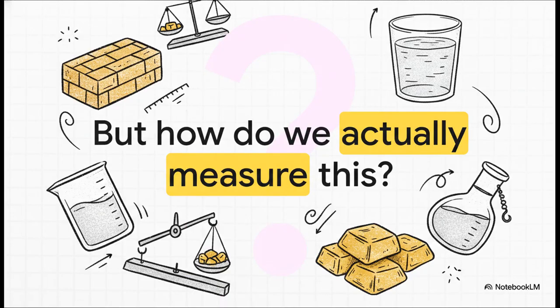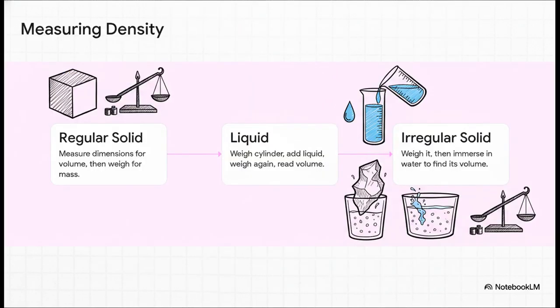Okay, a formula is one thing, but how does this work in the real world? How do scientists and engineers actually figure out the density of something, whether it's a brick, a glass of water, or a chunk of gold? Well, there are three classic ways to do it.